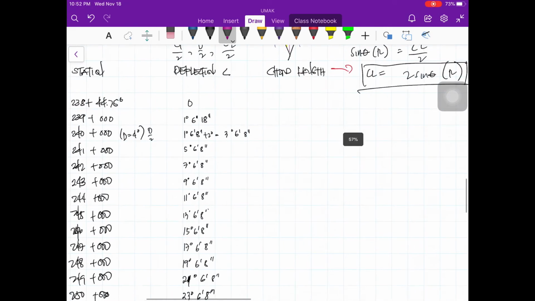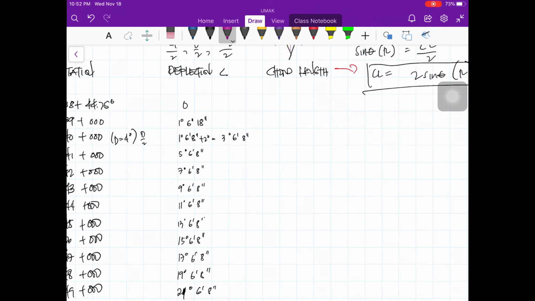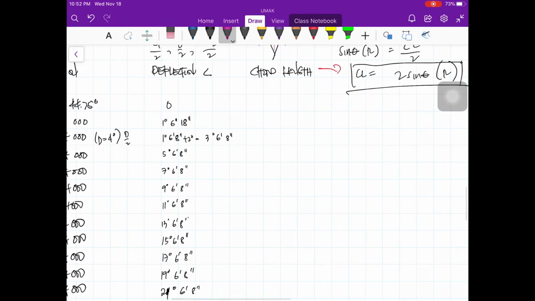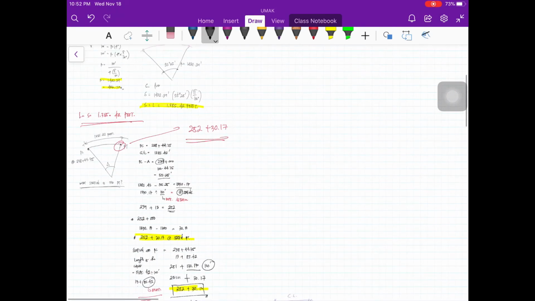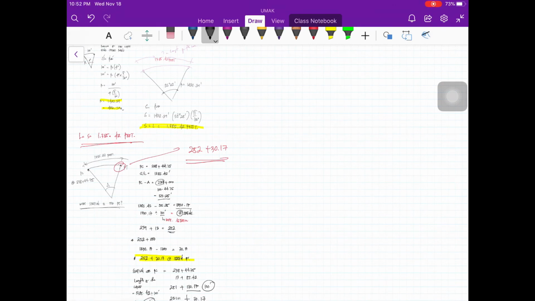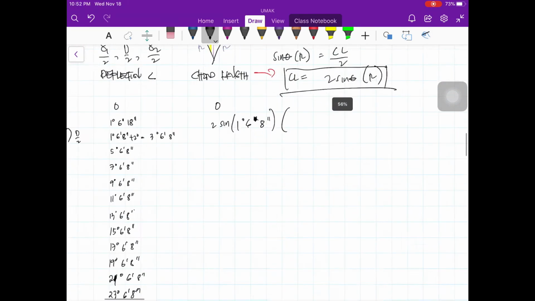Okay, so what are the chord lengths of this? Considering the chord length, this must be 0, right? This must be 0. What's the chord length of this? So given this formula, let's say 2 sine 1 degree 6 minutes and 8 seconds times what's R? R is 1432.39.